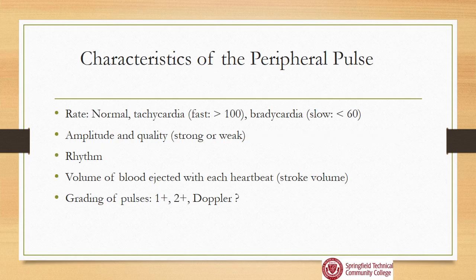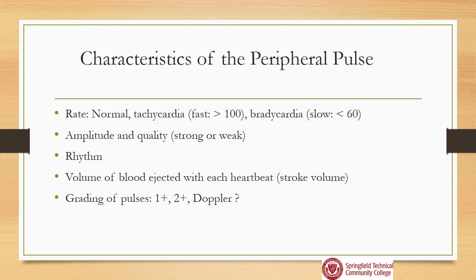So the characteristics of the peripheral pulse are things that you as the nurse are going to have to know. What normal rate is, 60 to 100. What constitutes a fast heart rate, tachycardia, greater than 100 beats per minute. And what's bradycardia, slow, less than 60 beats per minute. All of these vocabulary words are things that you are going to have to know.